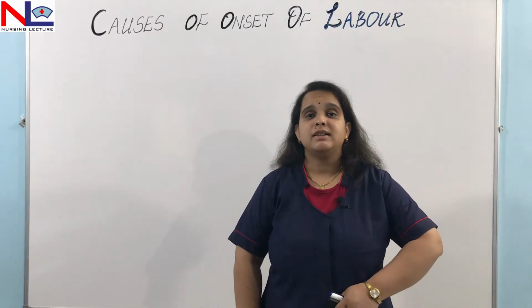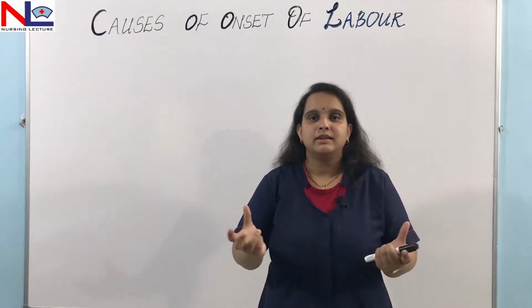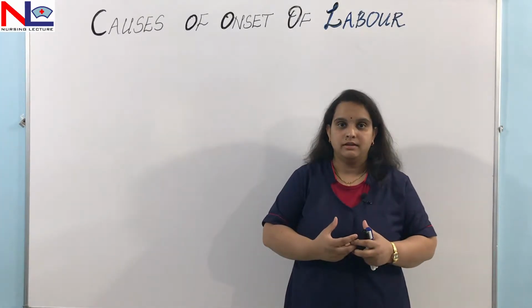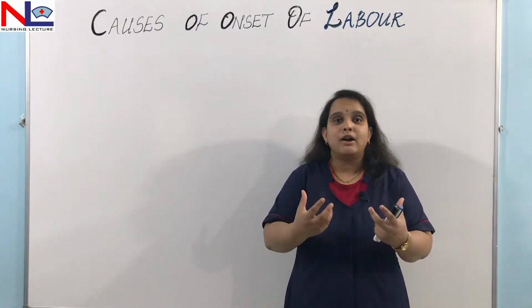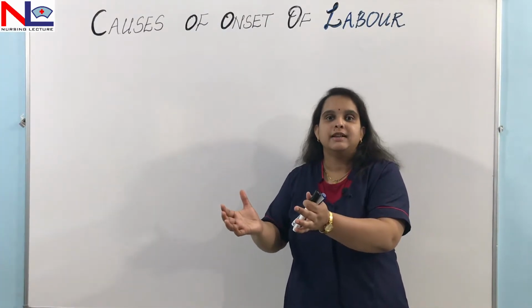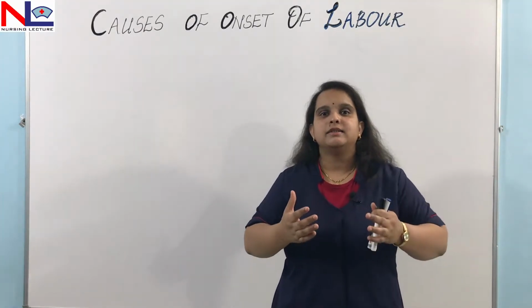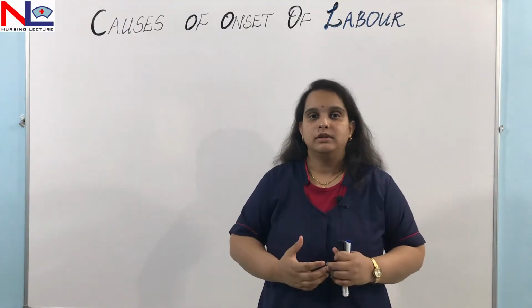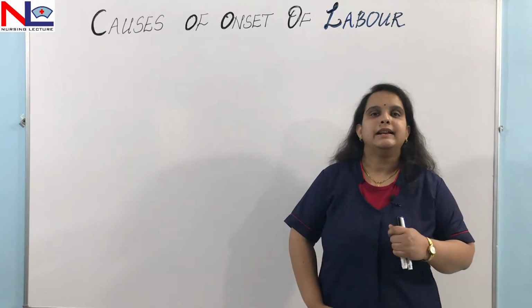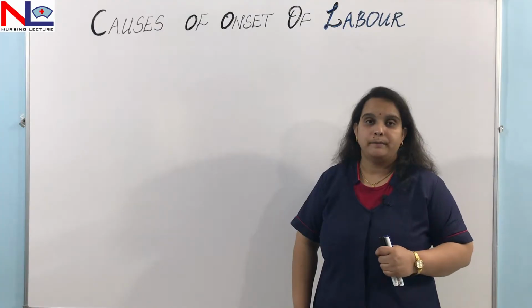So labor is a series of events that take place in the genital tract of a female to expel the conceptus, that is the fetus, from the womb, that is the uterus, through the vaginal route, so that the fetus comes into the outer world. This process is known as labor, and normal labor is also called eutocia.